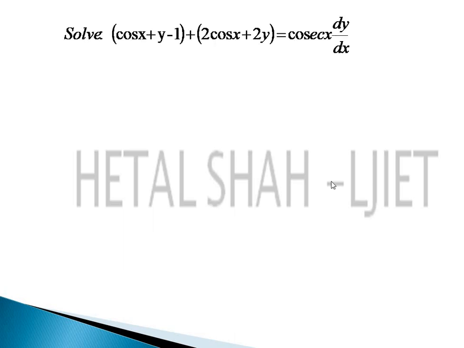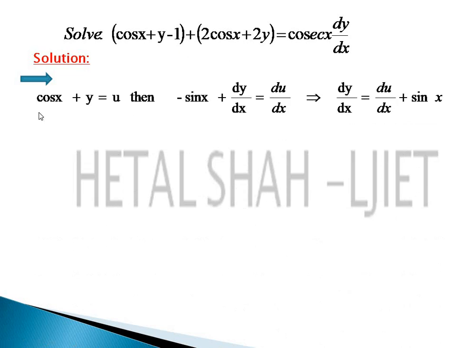Solve cos(x plus y) minus 1 plus 2 cos(x plus 2y) is equal to cosec x dy by dx. For the solution, here it is very difficult to separate both the variables, variable x with dx and variable y with dy. So let's start with the assumption: cos(x plus y) is equal to u. So the derivative of cos x is minus sin x, and dy by dx is equal to du by dx. So dy by dx is du by dx plus sin x.